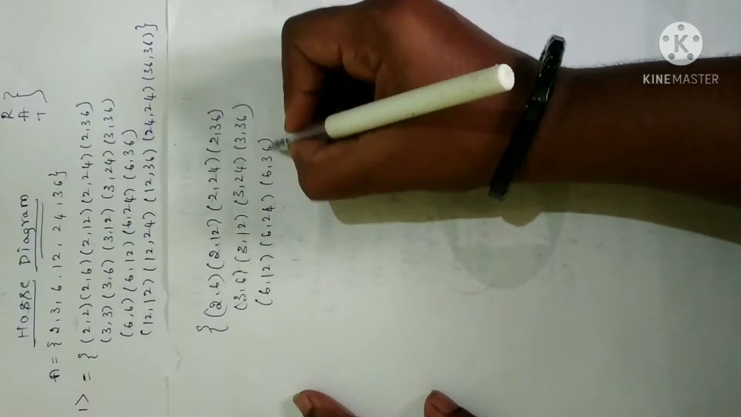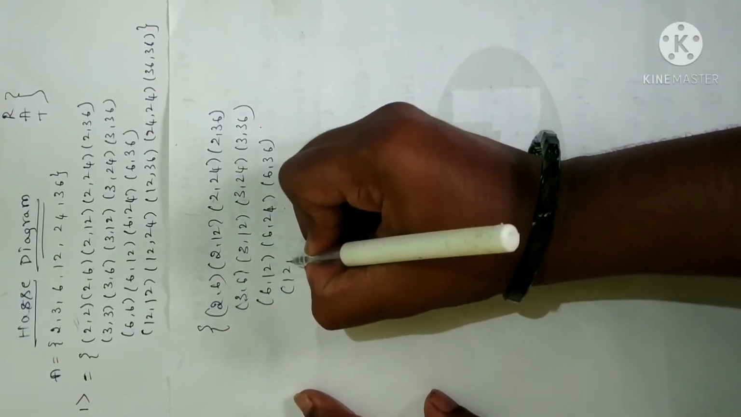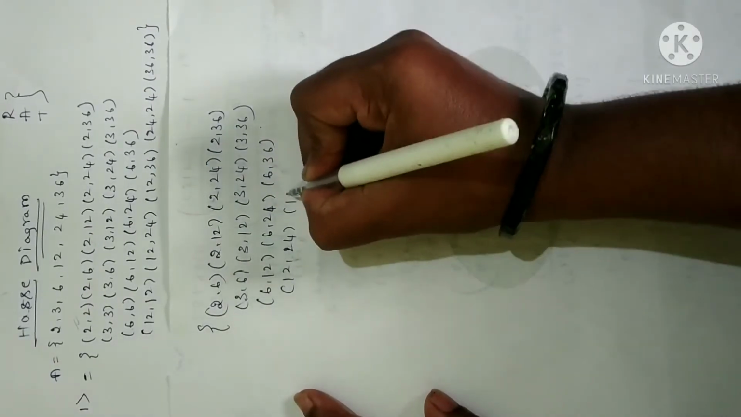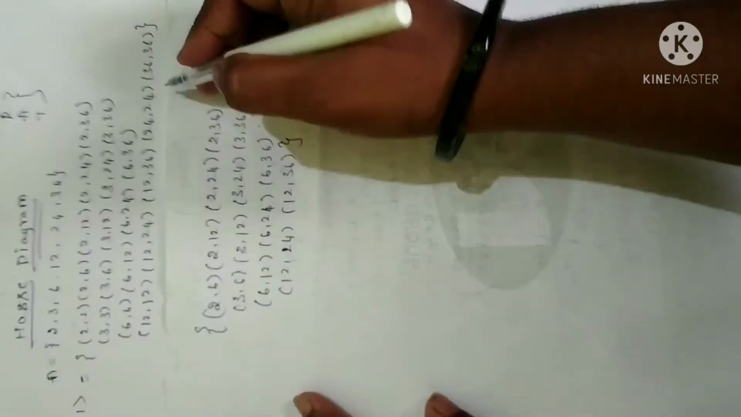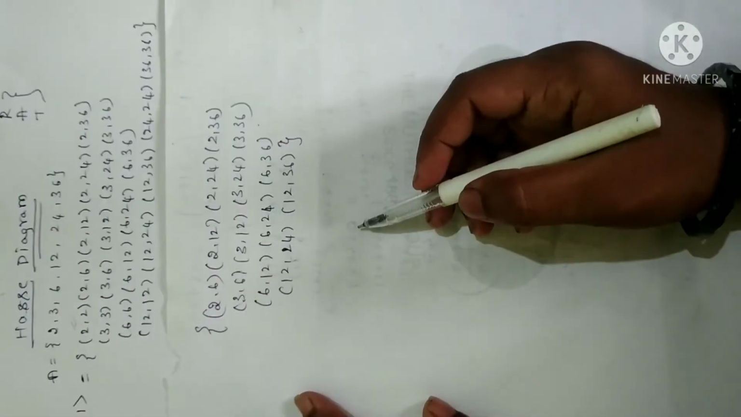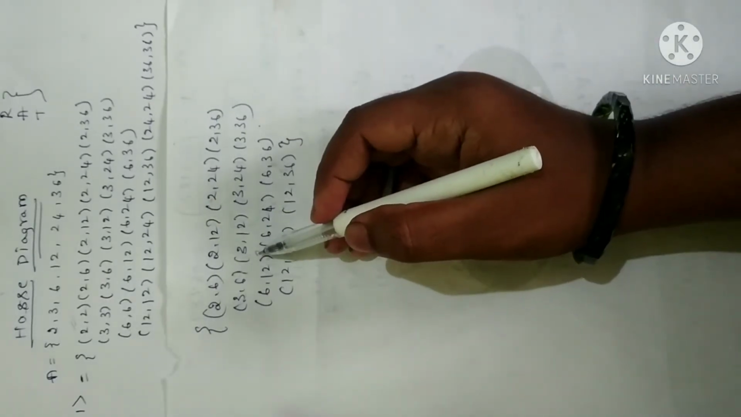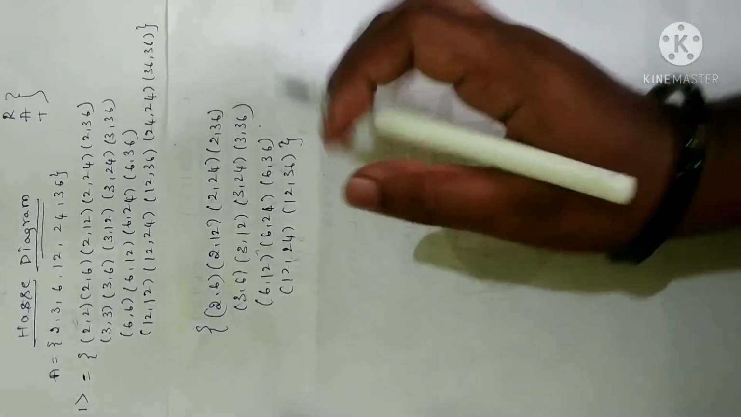Again 12, 12, I am going to leave. You are going to get 12 to 24, so 12 to 36, 24, 24, 36, 36, I am going to leave. Why? Because those elements are with reference to reflexivity. Fine. Now I have to check for the transitivity. I have to remove the directed arrows because of transitivity.